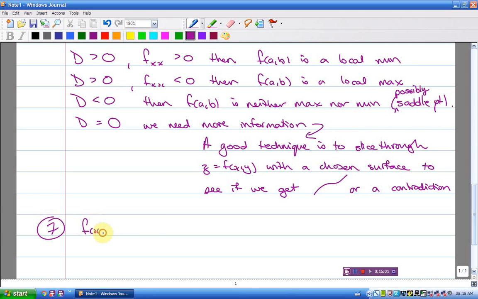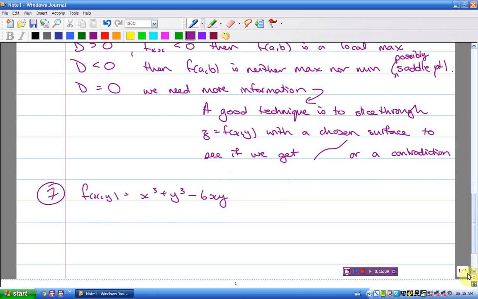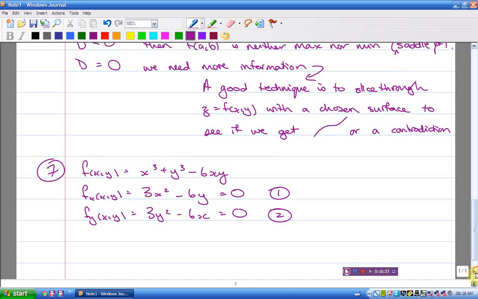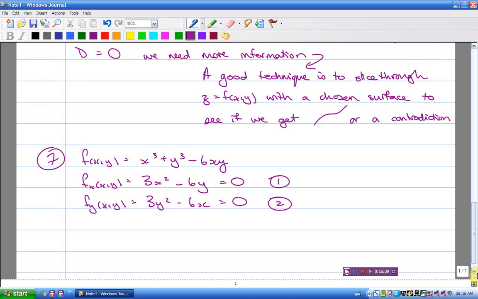We've got this function f of x,y equals x cubed plus y cubed minus 6xy. We want to find the local maxima and minima of that function. So I'm going to solve for my x derivative and set it equal to 0, and my y derivative and set it equal to 0. My x derivative is 3x squared minus 6y, set equal to 0, and I'm going to call it equation 1. And my y derivative is 3y squared minus 6x, set equal to 0, and I'm going to call it equation 2. Now I have two simultaneous equations in two unknowns, and I'm going to solve for x and y.